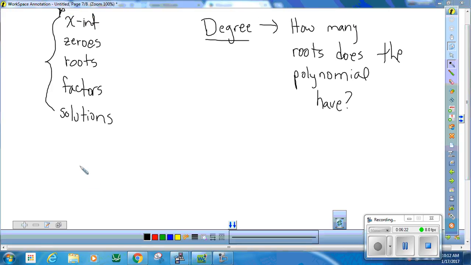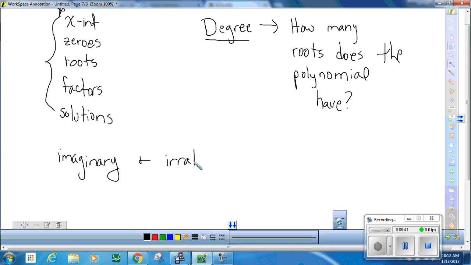Off of the fundamental theorem of algebra, you can also get a couple of corollaries, things that we get from theorems. And we also get another little rule that tells us that imaginary and irrational roots, so the imaginary root theorem and the irrational root theorem, imaginary and irrational roots have to come in pairs.